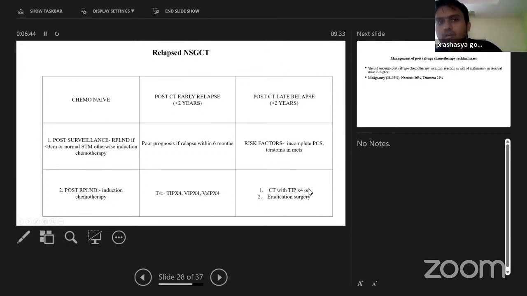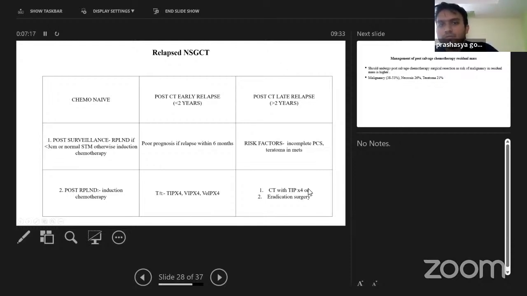Talking about relapse in non-seminomatous tumors, it can also be classified into 3 categories. Number one, it can occur in a chemo-naive patient who was under surveillance. Such patients should go for retroperitoneal lymph node dissection if the mass is less than 3 centimeters or serum tumor markers are normal. Otherwise, induction chemotherapy should be given. If a patient is chemo-naive after post-retroperitoneal lymph node dissection, they should undergo induction chemotherapy.